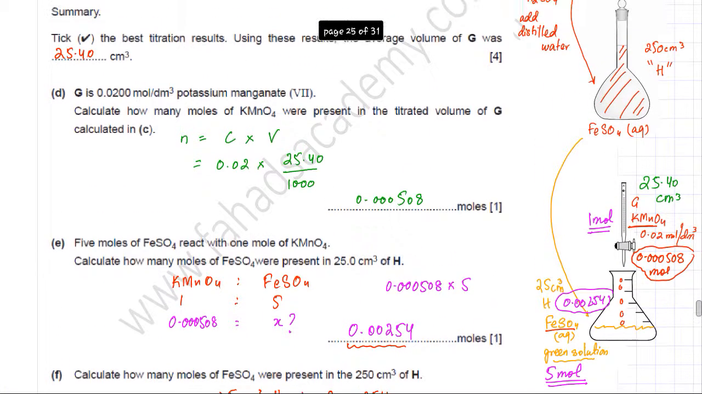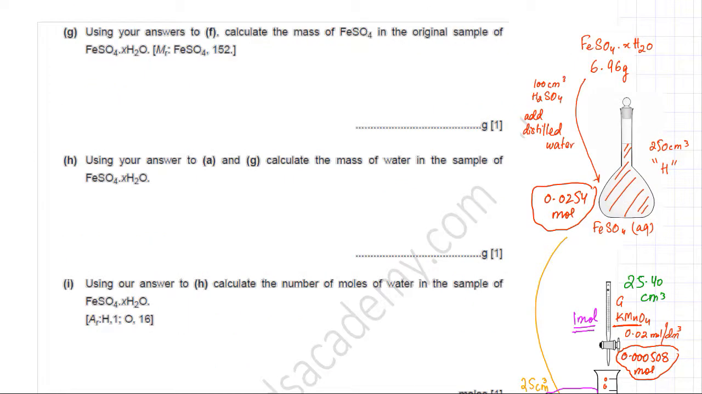So in this flask over here, you have 0.0254 moles of FeSO4. So that's the quantity of moles of FeSO4 in this 250 cm3 larger solution. Now remember that all these moles of FeSO4 are coming from this hydrated salt of FeSO4.xH2O that was dissolved. So all these moles of FeSO4 are coming from there.